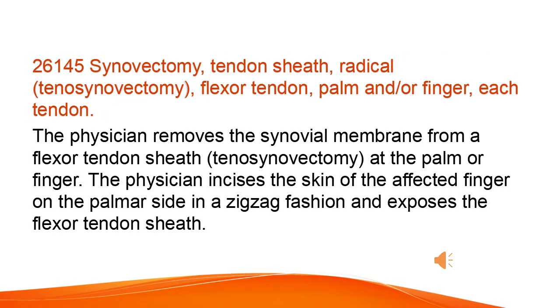Synovectomy, tendon sheath, radical, tenosynovectomy, flexor tendon, palm and/or finger, each tendon. The physician removes the synovial membrane from a flexor tendon sheath, tenosynovectomy, at the palm or finger. The physician incises the skin of the affected finger on the palmar side in a zigzag fashion and exposes the flexor tendon sheath.